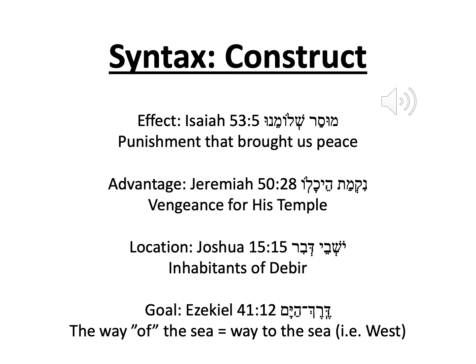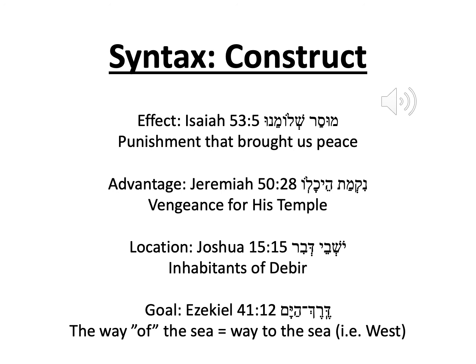Finally, let me indicate some adjectival or adverbial usages of the construct construction. Here in Isaiah 53:5, we have the punishment of peace, but it's really meant to indicate the punishment that brought us peace, the effect describing the punishment. We also in Jeremiah 50 verse 28 have an advantage, the vengeance for his temple, not just vengeance of the temple as though the temple was taking vengeance, but describing what the vengeance was for.